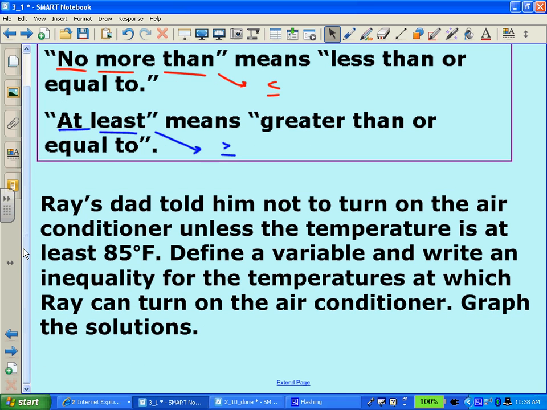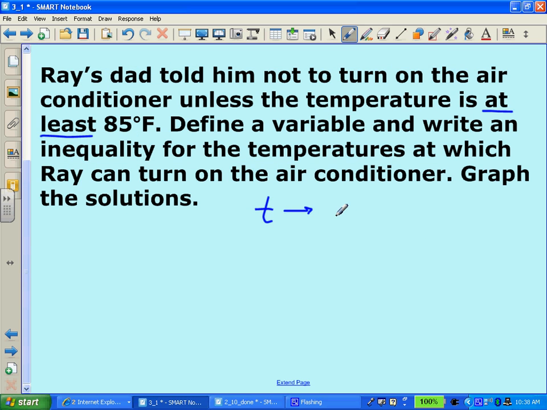So here's our first example. Ray's dad told him not to turn on the air conditioner unless the temperature is at least 85 degrees. Key word right there. Hopefully you noticed that. Define a variable and write an inequality for the temperature at which Ray can turn on the air conditioner. Graph the solutions. So let's use the variable t. Now it says define a variable, so we got to say what t stands for. Well, t stands for the temperature. So that's our first step, is to say what our variable means.